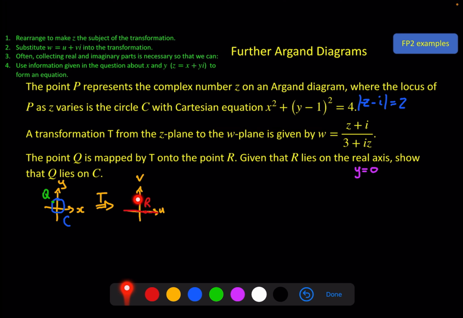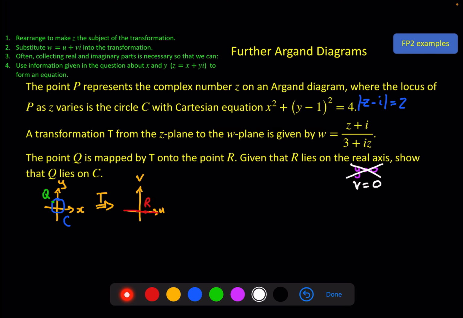Now we've been given information about R, and we're asked to show that if this is true, it lies on the real axis, that Q must lie on C. This is different to all the other examples, because usually we start at Q, we follow the mapping, we end up on R, and we've got to prove that this is whatever it is. But in this question, they're giving us information about the W plane and asking us to work backwards and show that Q lies on C in the Z plane. To summarize my mistake, this is not y equals 0, this is v equals 0.